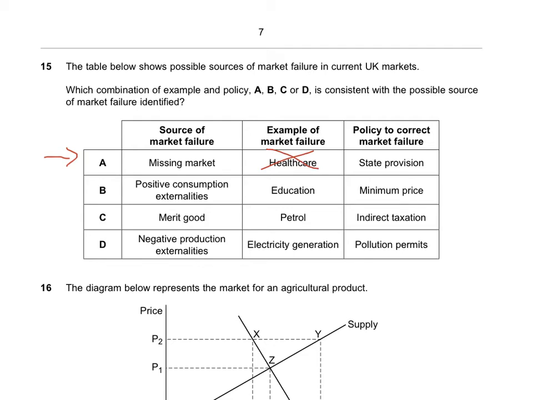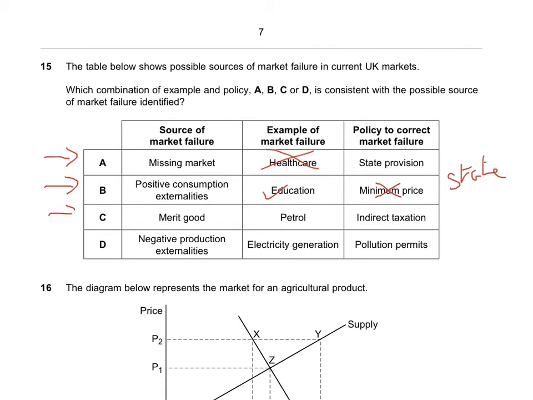So if we move on to option B, positive consumption externalities is produced by education, and the policy to correct the market failure will not be imposing a minimum price. It would actually be state provision of schools, so I'm going to eliminate B as well.